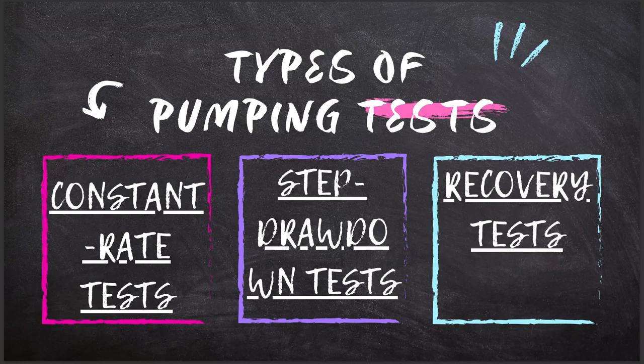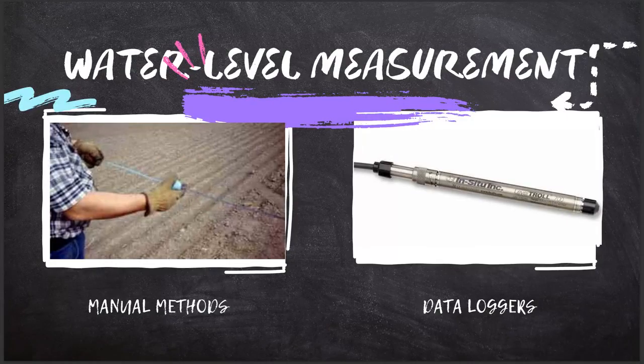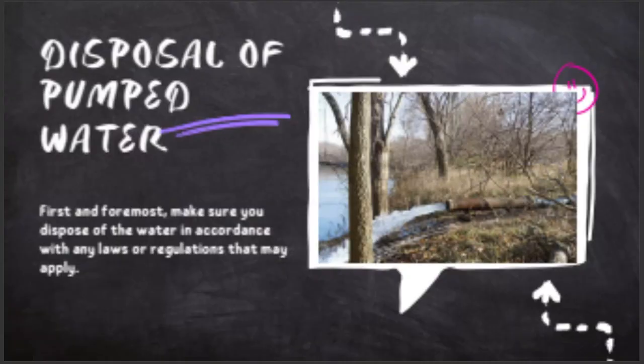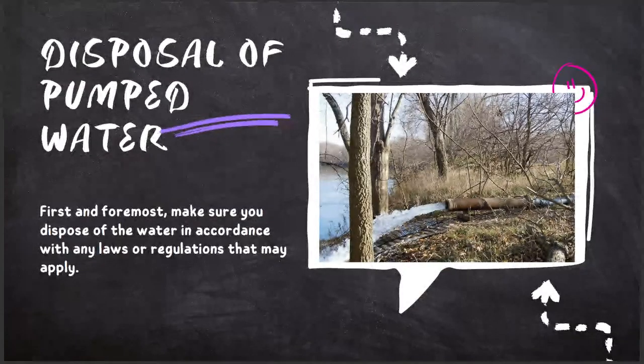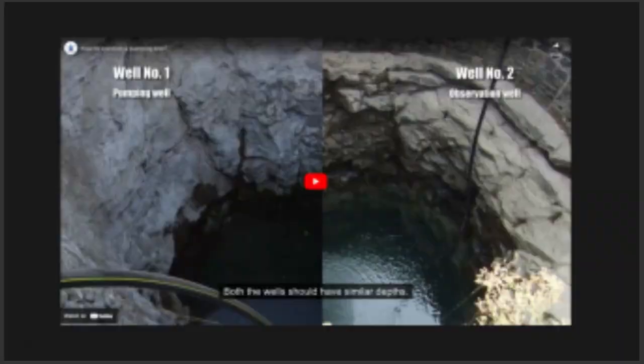So, we have what we call constant rate, step drawdown, and recovery tests. And then we use different water level measurements. It can be manual methods, using a ruler, or it can be data loggers. Data loggers are just placed in the water, and after pumping, it automatically registers the depth. The pumped water is disposed of in a nearby body of water.